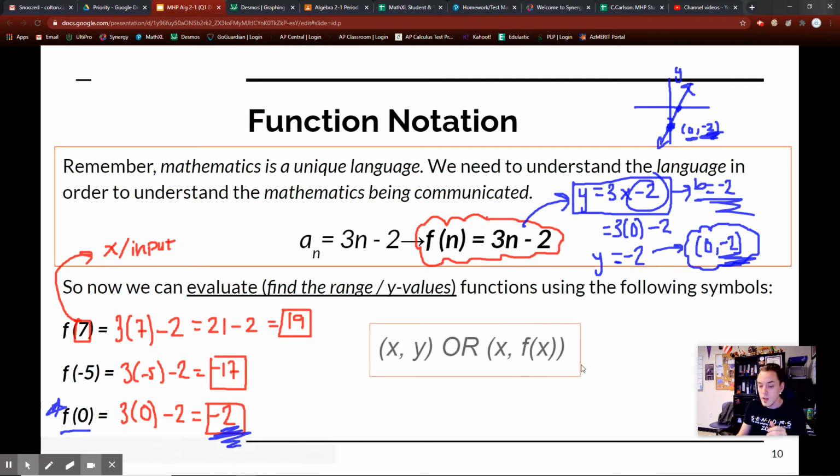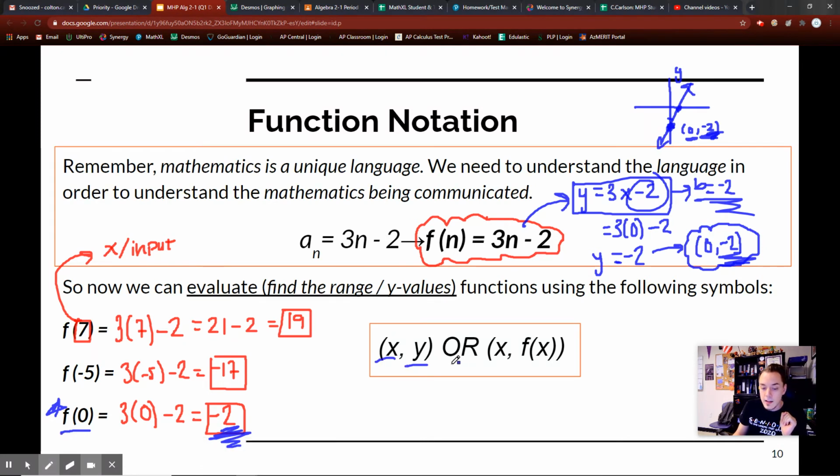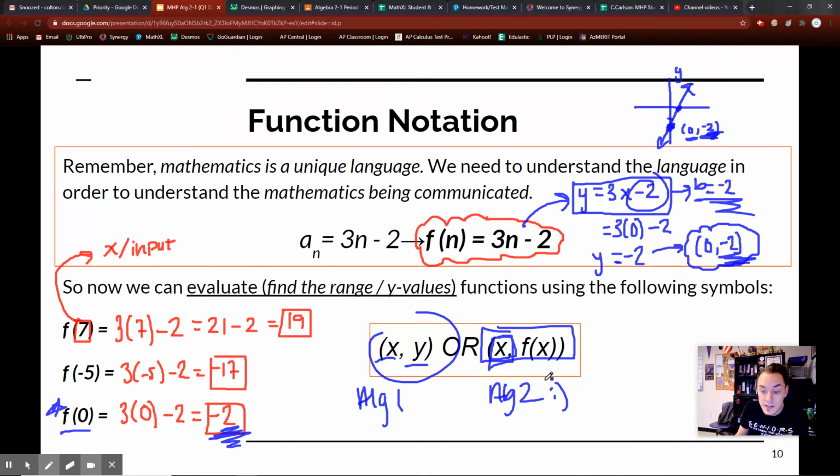That's all. So what does this mean, guys? It means a couple things. First off, if I have an x and a y, this can also mean this. This is the big boy mathematics. So instead of using x and y like we used in Algebra 1, we're going to do this in Algebra 2. What does f of x mean? x is the input. f of x is the output. So this right here is my output, and this right here is my input.